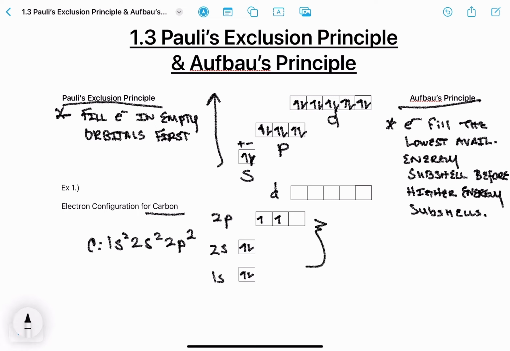Now, in actuality, this is merely theory. We're going to talk about in another lesson what actually happens to these orbitals with carbon. But for now, all you have to understand is Aufbau's principle is filling the lowest energy orbital before we work our way upwards. And Pauli's exclusion principle is that we fill the empty subshells first before we double up on electrons.